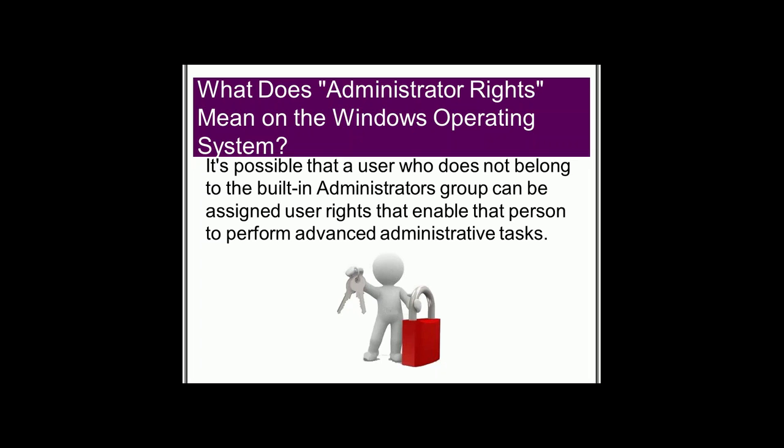Now, it's going to be possible that when we have a user who doesn't belong to the built-in administrator group within Windows, they can be assigned user rights that are going to enable them to perform some advanced administrative tasks. Okay, and I'm going to talk about that a little bit as we go on. So those people are going to have what I'll call effective administrative rights, which I'll talk a little bit more about in just a second. That's going to enable that user to perform various administrative activities, right?